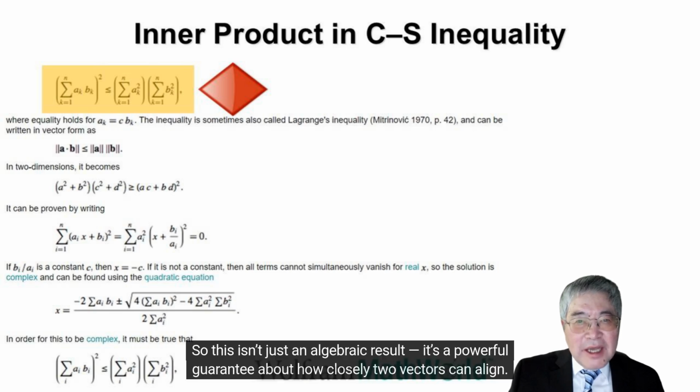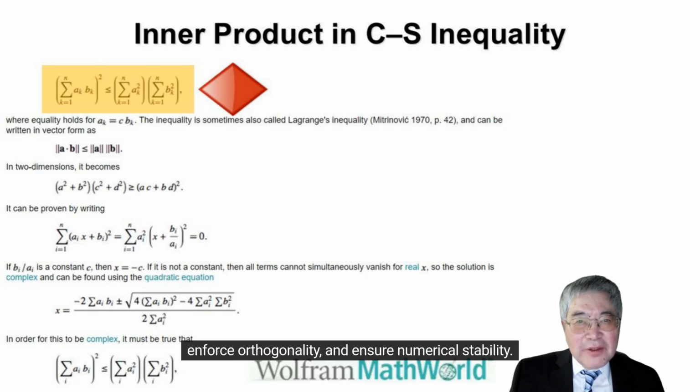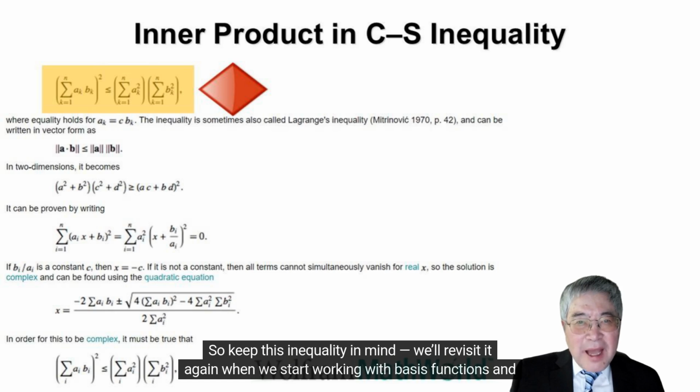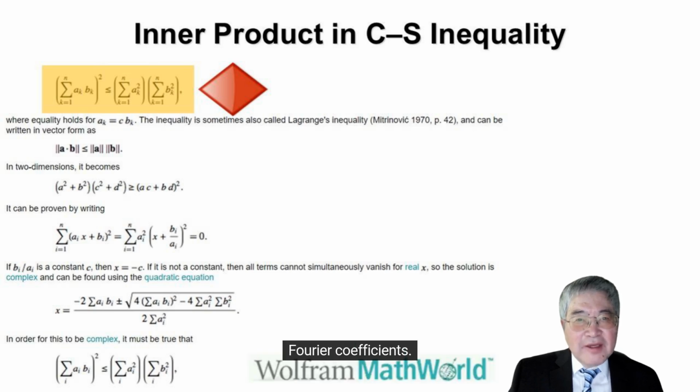So this isn't just an algebraic result, it's a powerful guarantee about how closely two vectors can align. And as we move into Fourier analysis, this principle plays a crucial role in how we represent signals, enforce orthogonality, and ensure numerical stability. So keep this inequality in mind. We'll revisit it again when we start working with basis functions and Fourier coefficients.